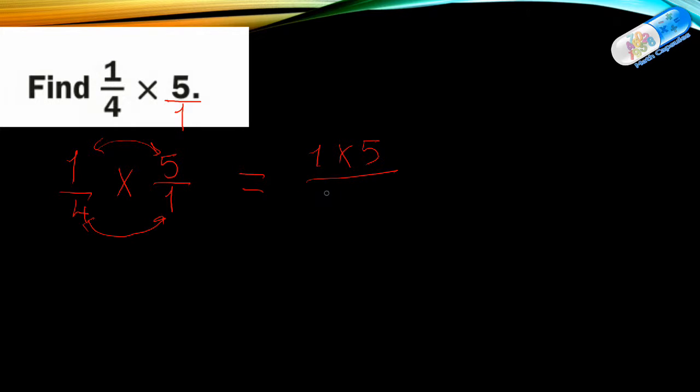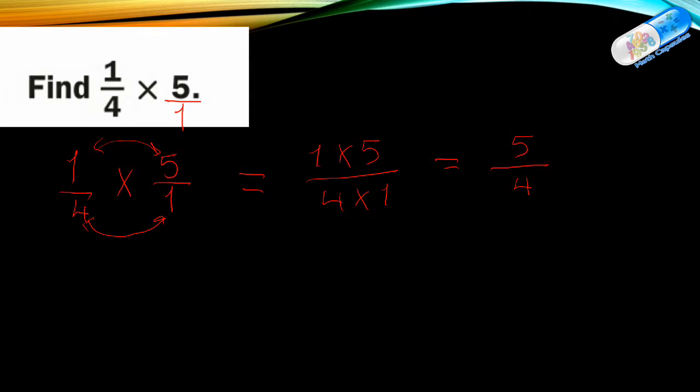One more example, 1 over 4 times 5. Again, we will write the whole number over 1. Now we multiply, so we have 1 over 4 multiplied by 5 over 1. Again, we multiply numerators together, and we multiply denominators together. 1 times 5 in the numerator, 4 times 1 in the denominator. This will be 5 over 4.